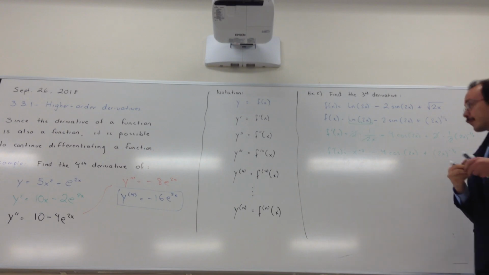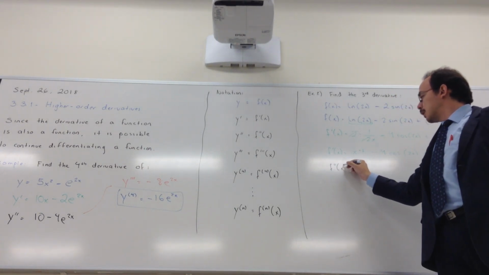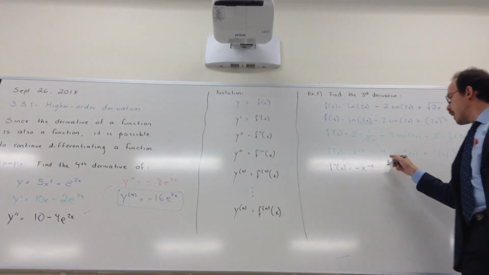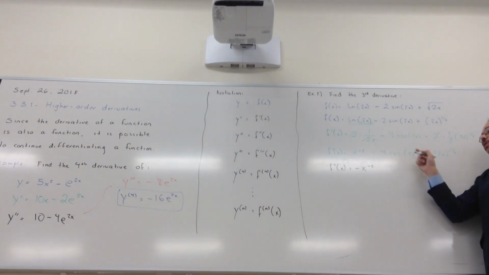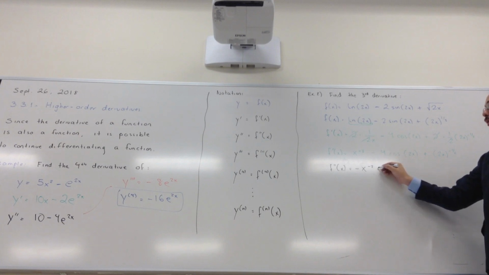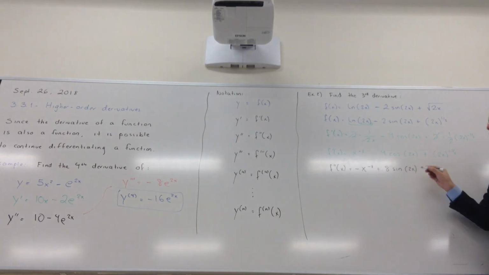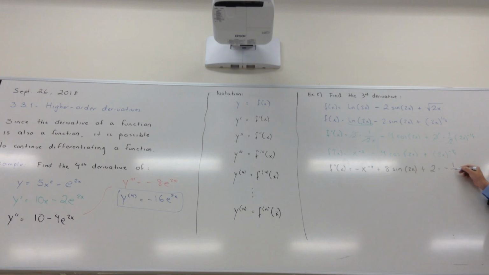Second derivative. Minus 1 x to the minus 2. Minus x to the minus 2. Then this. You have the minus 4. The derivative will be 8. Derivative of cosine, minus sine. So it becomes positive 8 sine of 2x. Plus the derivative, 2 times minus 1/2, 2x to the minus 3/2. Yeah?